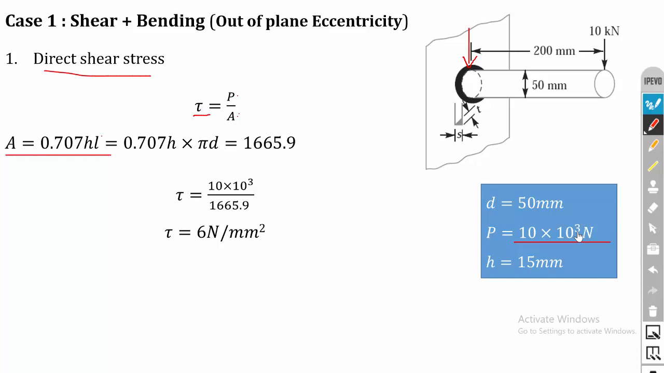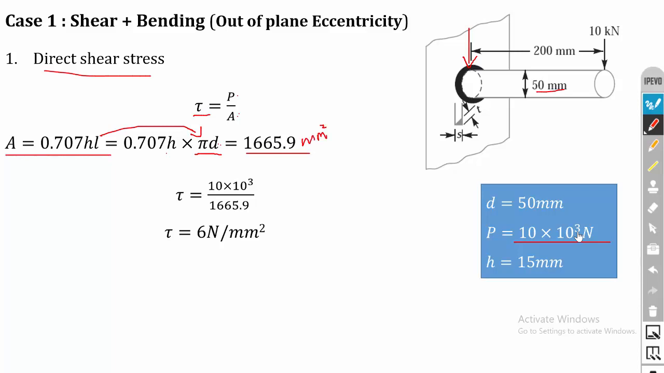Previously we calculated the length based on the shape. Here it's a circular one, so for a circle, the length is the circumference of the circular shaft. The weld covers the 360 degrees of the circumference, so it is pi into D. So it is 0.707 h, and in the place of L, it is pi into D. The diameter D is 50. If you substitute it, you will get A is equal to 1665.9 mm squared.